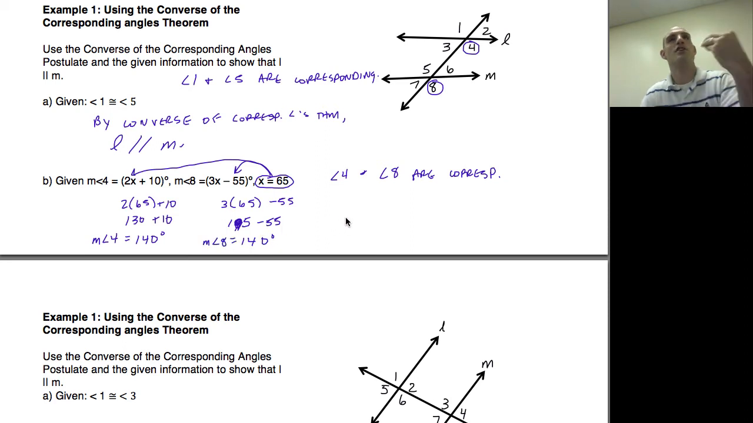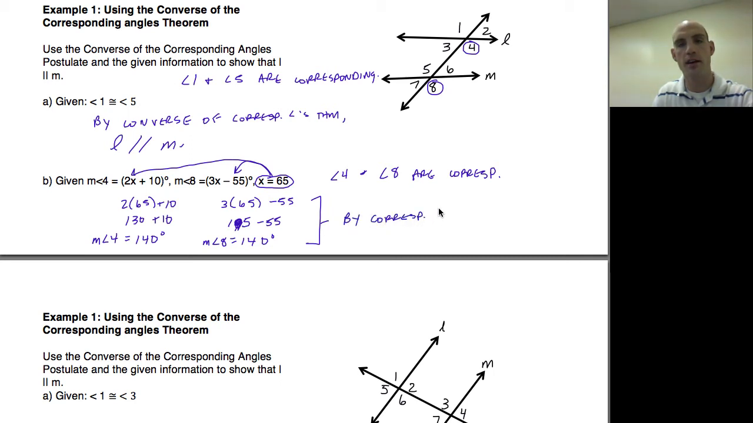Well, what does that show? It shows that they're congruent. And I recall that they're corresponding angles, so now that I've shown them congruent, I can say by the corresponding angles converse, L is parallel to M. I'm providing a justification for why I can say that. Because I showed that the angles are congruent, the corresponding angles converse says that they are parallel.